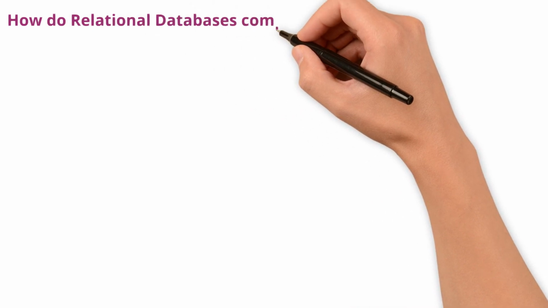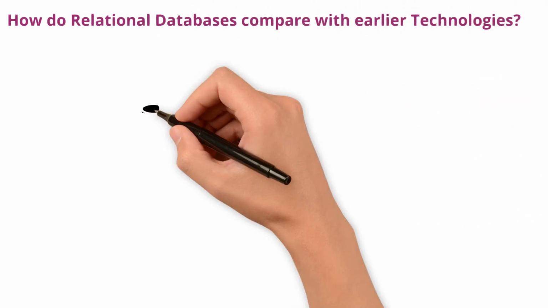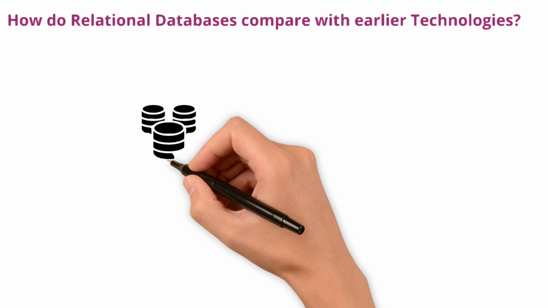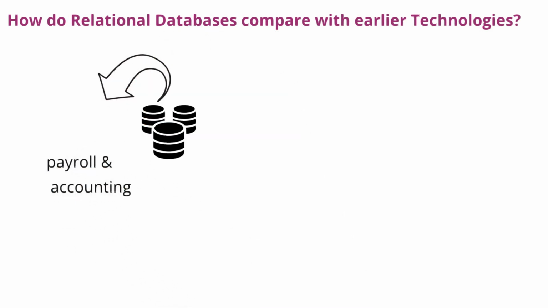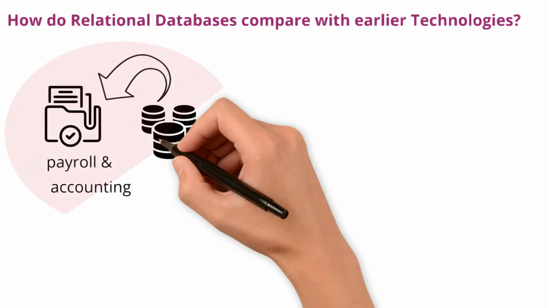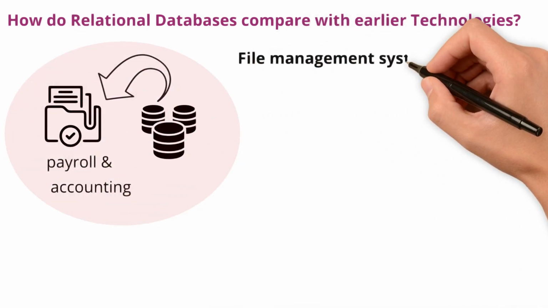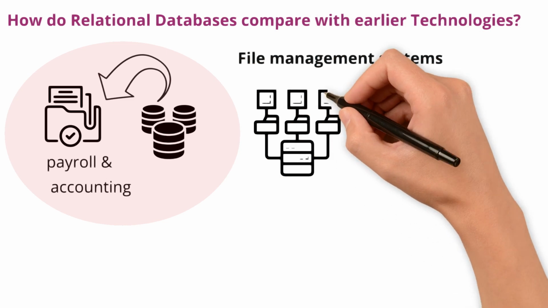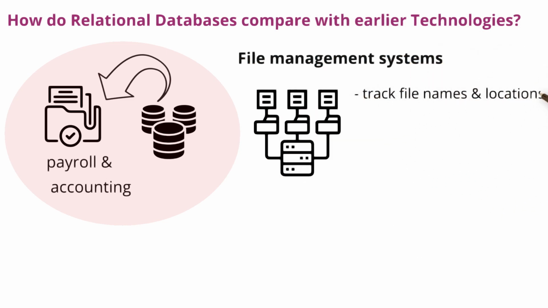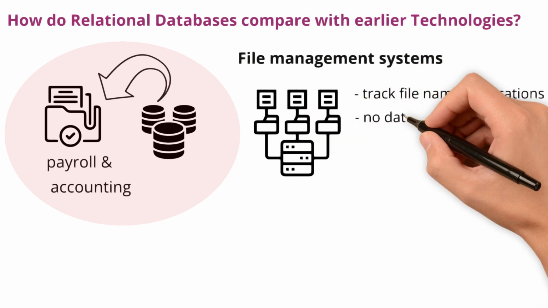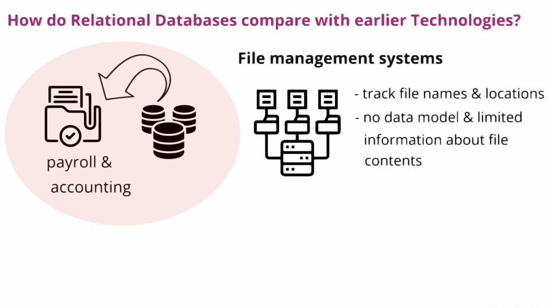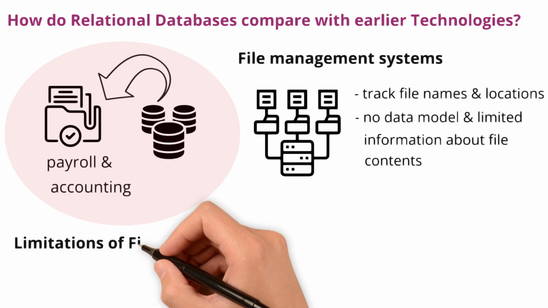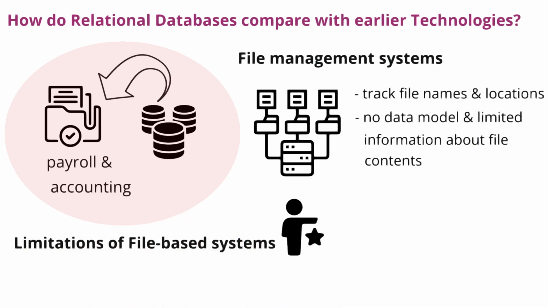How do relational databases compare with their earlier technologies? Before databases, data such as payroll and accounting were stored in individual files. File management systems, like folders in Windows, track file names and locations. These systems had no data model and limited information about file contents. Limitations of file based systems led to databases.